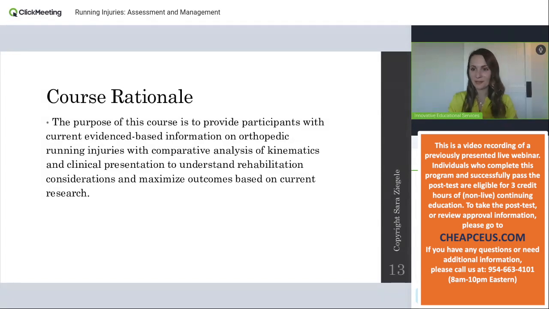So overall, the rationale for why we're going to do this course: a lot of us treat runners, or at least people who to some degree integrate running into their life. By knowing more about current evidence, we can do a better job taking care of these patients. And I bet for a few of us, it's probably also going to be personal if you're a runner yourself.